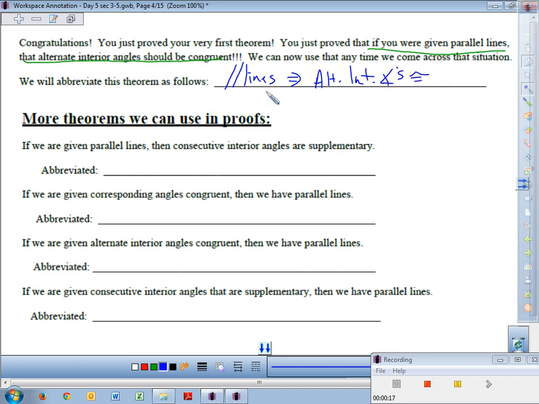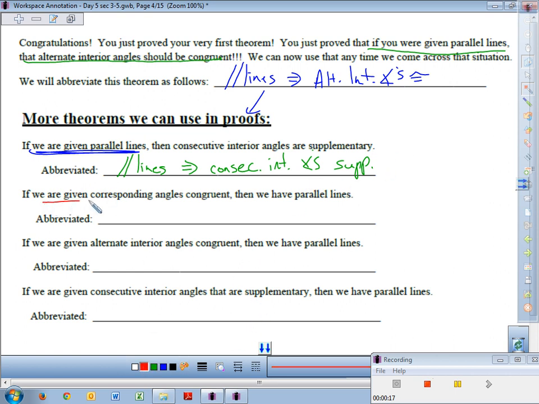Sweet. And here's a bunch more theorems that we can use in proofs that we're not going to go through and prove every single one of them, but you got to trust me that they're true. If we're given parallel lines, then consecutive interior angles will be supplementary, meaning they'll add up to 180. So they were given me parallel lines, so that's what we start with. Parallel lines will imply that my consecutive, which we'll abbreviate like that, interior angles are supplementary, SUPP, so nice and abbreviated. If we have parallel lines given to us, that means that consecutive interior angles should add up to 180 degrees.